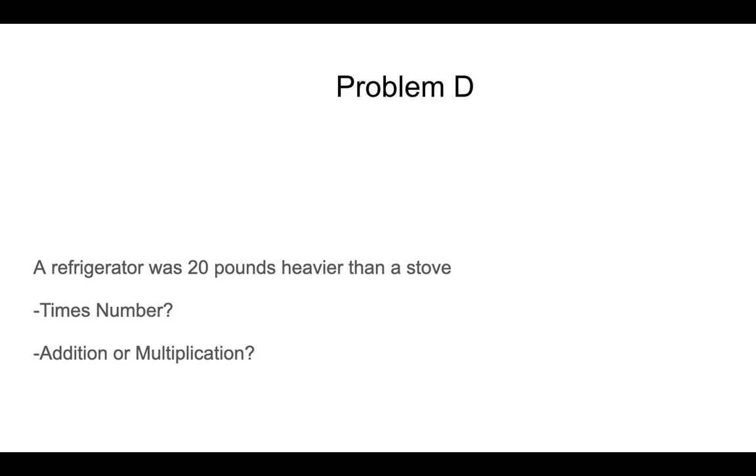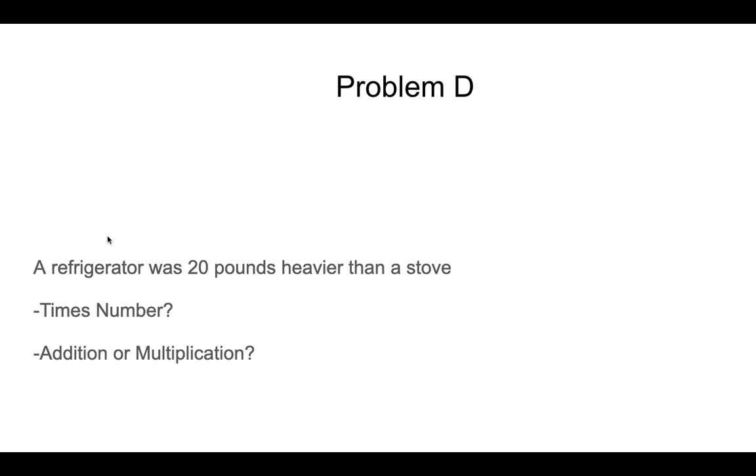All right, here we go, another problem. A refrigerator was 20 pounds heavier than a stove. Does this sentence have a times number? This sentence does not have a times number. So is this an addition or multiplication sentence? This sentence is an addition sentence, right? So what's our heavier number? Our heavier number is 20. And what was heavier, the refrigerator or the stove? It was the refrigerator. So that's our big number.